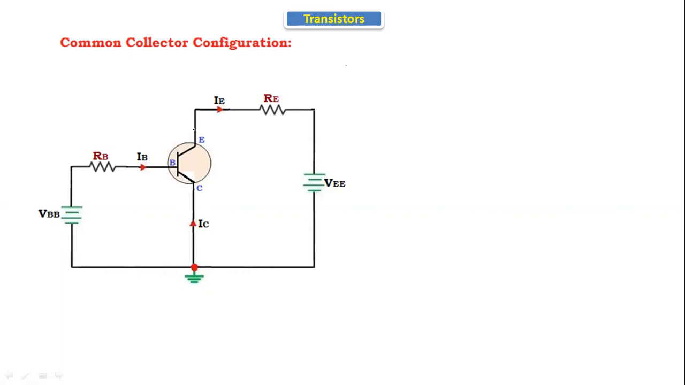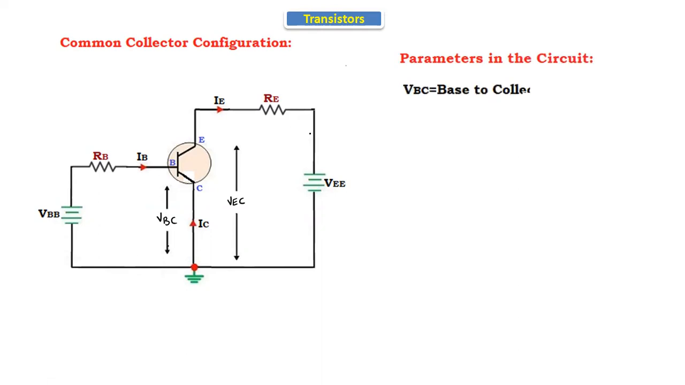In the circuit diagram, if you see the parameters in the circuit, this is called VBC, and next one is VEC. Let's discuss what all these parameters are. VBC is called the base to collector voltage. It is the voltage between base and collector. Next, VEC. VEC is the voltage between the emitter and the collector.